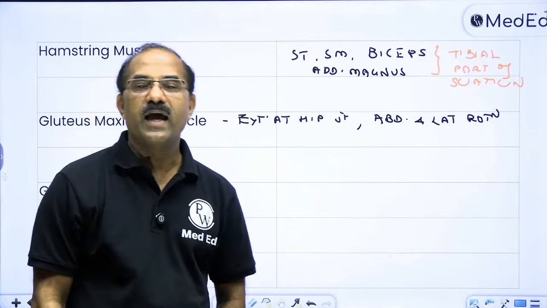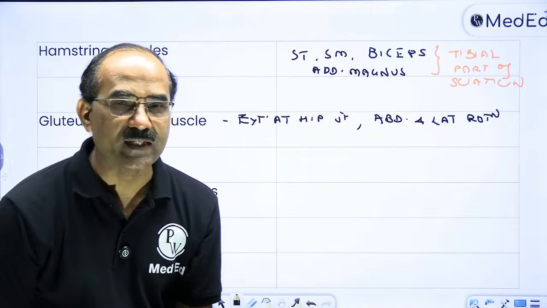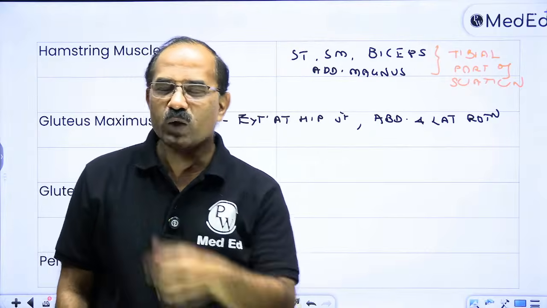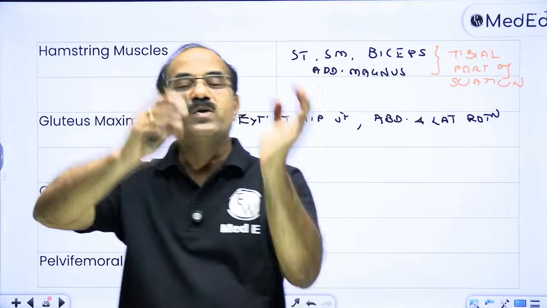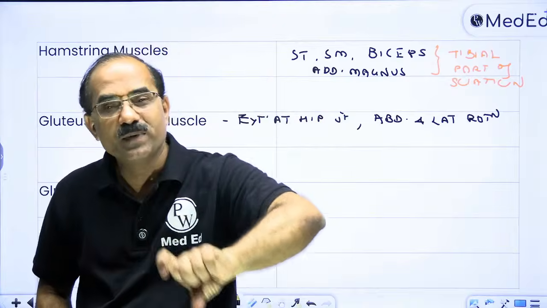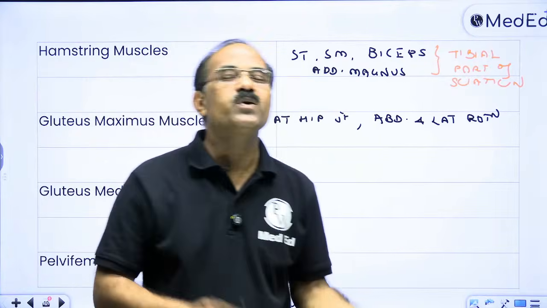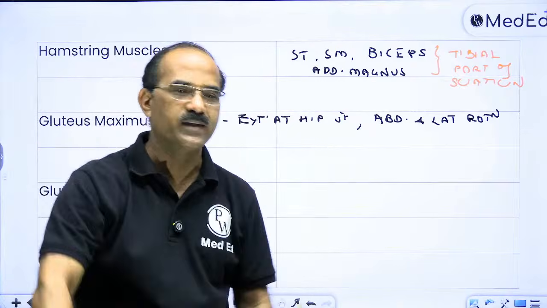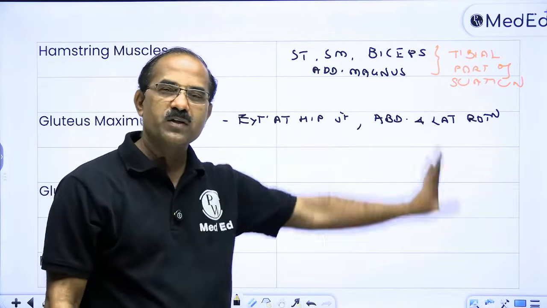Gluteus maximus acts on the hip joint and through the iliotibial tract it acts on the knee joint. It causes extension at the knee joint. Gluteus maximus does not act directly on the knee joint. It is inserted into the iliotibial tract, and this tract causes extension at the knee joint. You can say gluteus maximus through the iliotibial tract does extension at the knee joint. Fine. So the main action of gluteus maximus is extension at the hip joint, with abduction and lateral rotation.